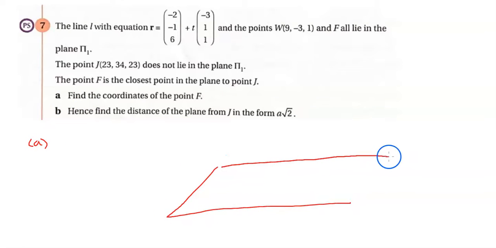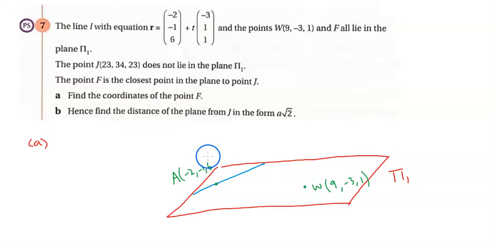So here's our plane pi 1. And then inside pi 1 we have the point W with coordinates (9, -3, 1). And then we also have this line L. And somewhere on the line is the point (-2, -1, 6). Let's call it A. And then this line also has a direction vector (-3, 1, 1).